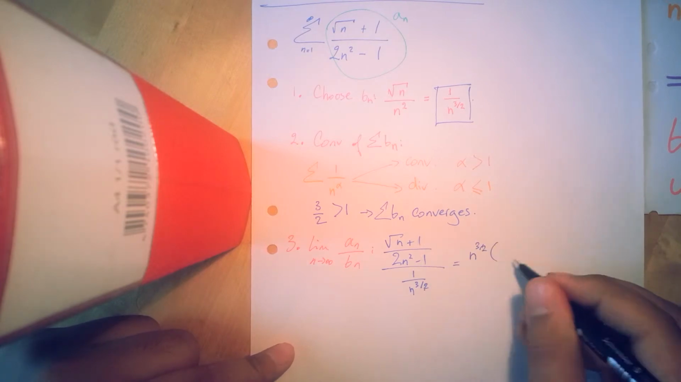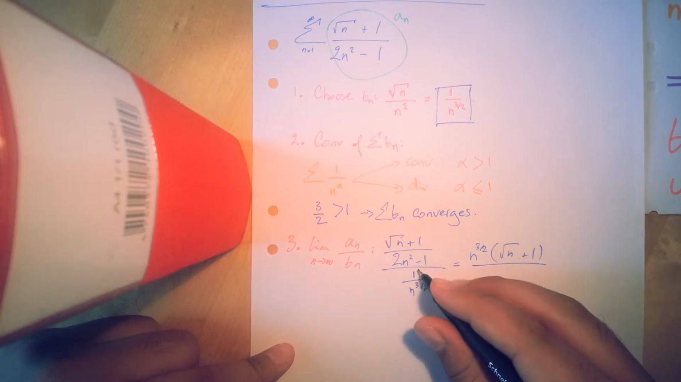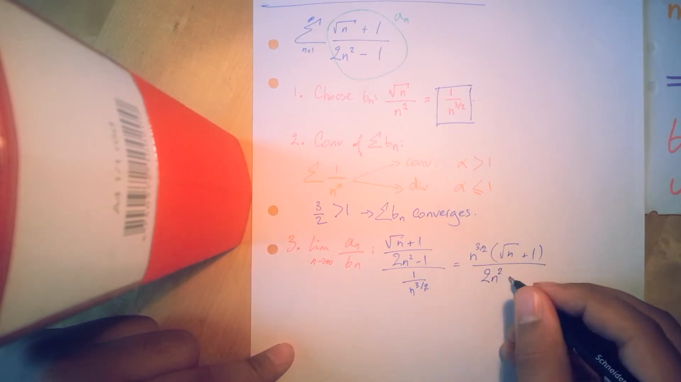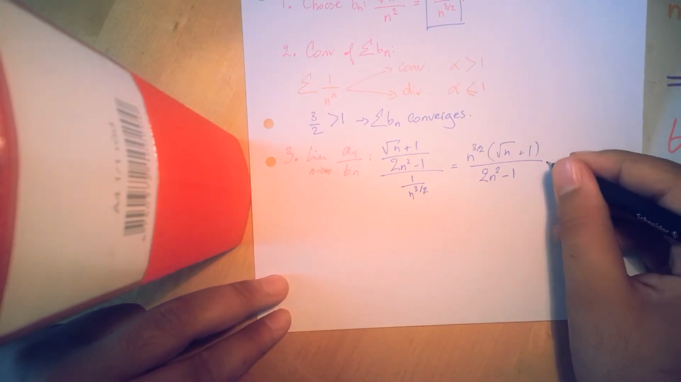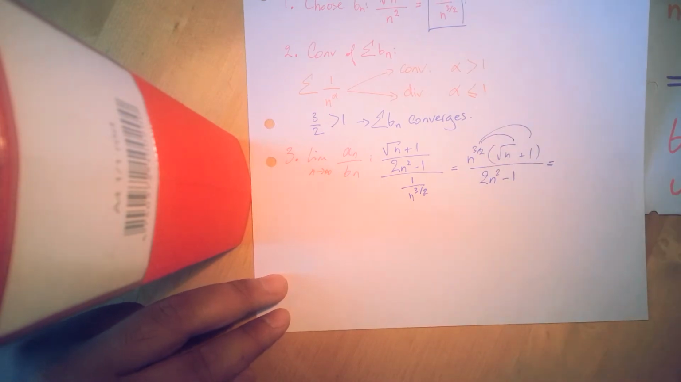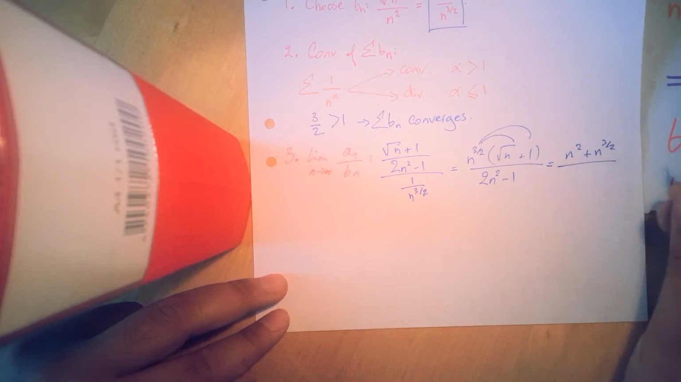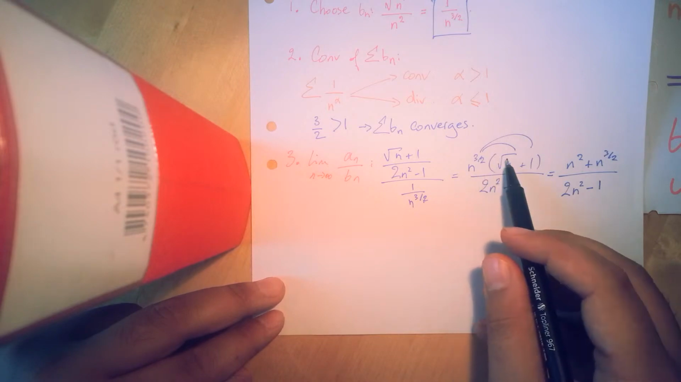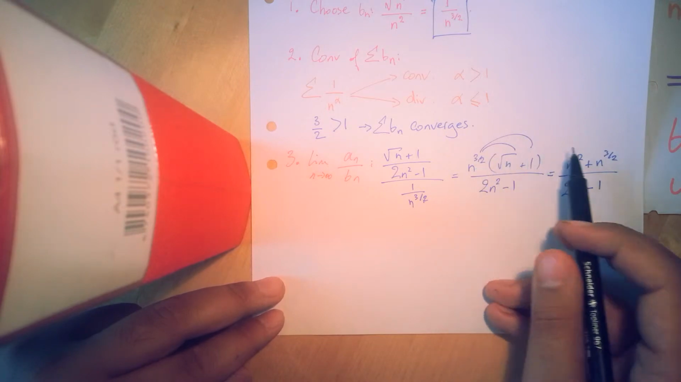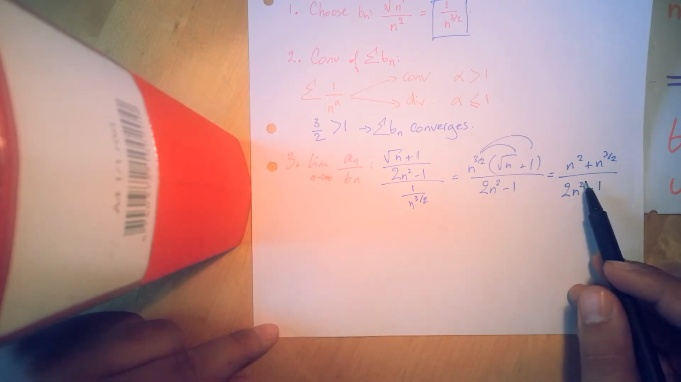So n^(3/2) times the square root of n plus 1, divided by, and then the middle ones multiplied together, which is 2n squared minus 1 times 1, so it stays the same. And here we just multiply this in, and we get n squared plus n^(3/2) divided by 2n squared minus 1. Because here you just add the powers, and 3/2 plus 1/2 is 2, and then this one is just multiplied by 1. At this stage, we want to factor out the n squared, to simplify this expression.